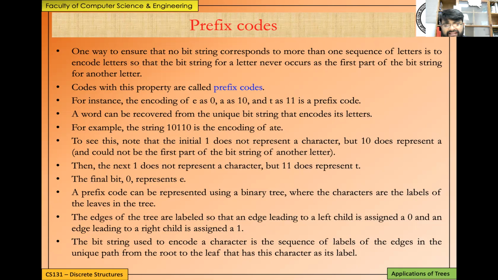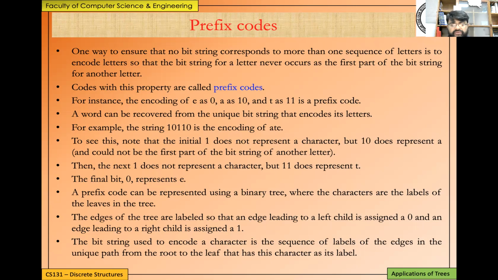To see this, note that the initial 1 does not represent a character, but 10 does represent A, and could not be the first part of the bit string of another letter. So again, 1 cannot be the first part of any bit string of another letter. Then the next 1 does not represent a character, but 11 does represent T. And the final bit 0 does represent a character, which is E.